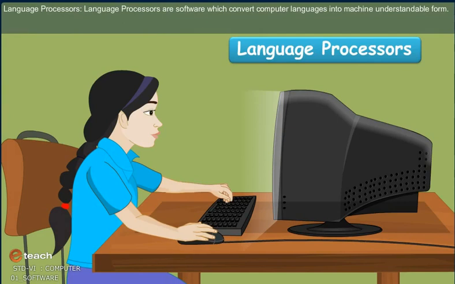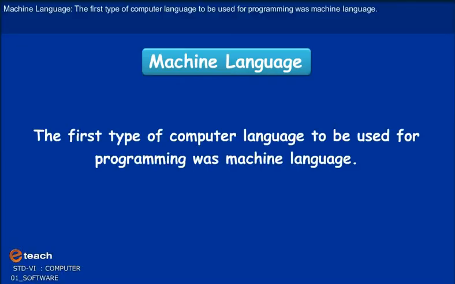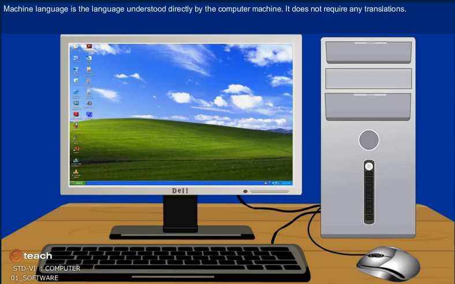Language processors. Language processors are software which convert computer languages into machine-understandable form. Computer languages are used to give instructions to the computer system. There are 3 types of computer languages. Machine language. The first type of computer language to be used for programming was machine language. Machine language is the language understood directly by the computer machine. It does not require any translations.